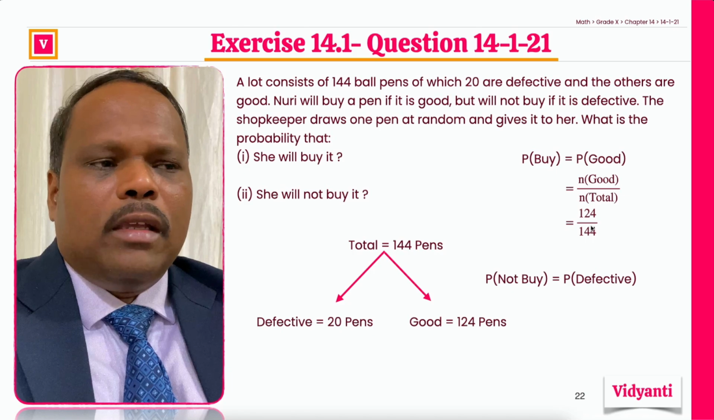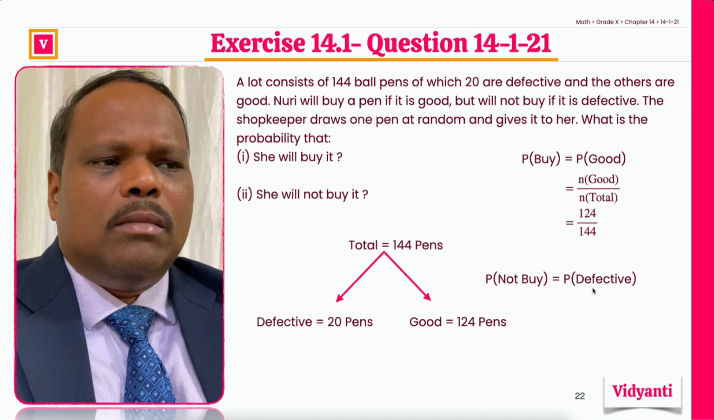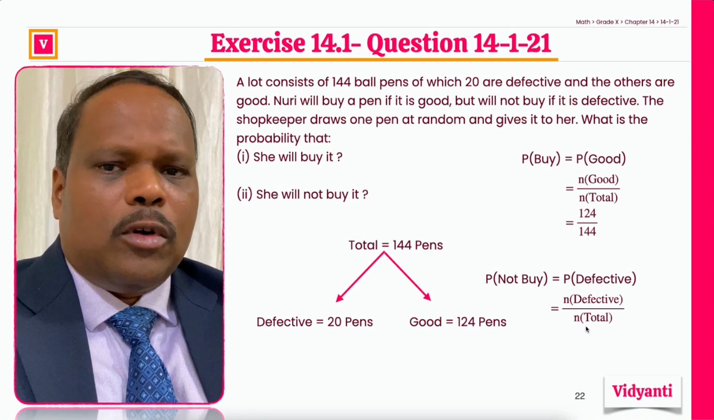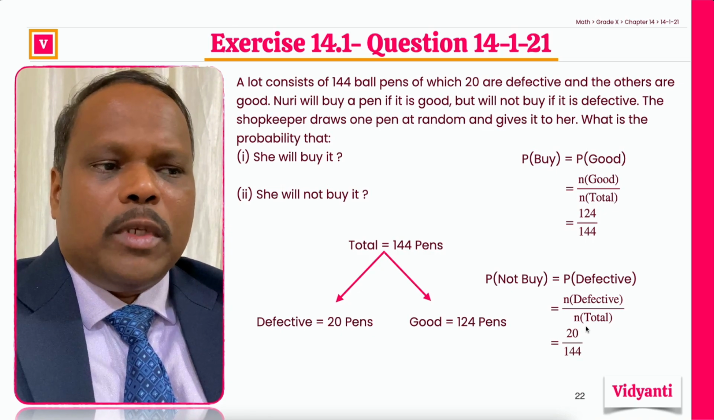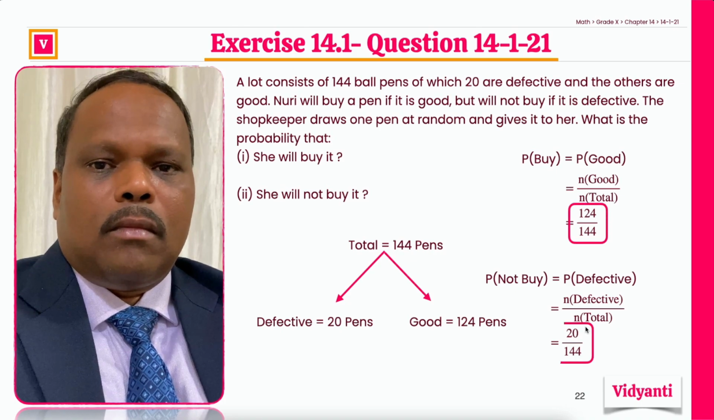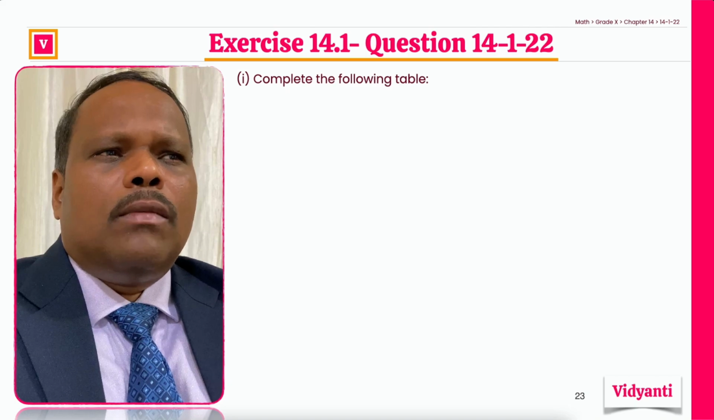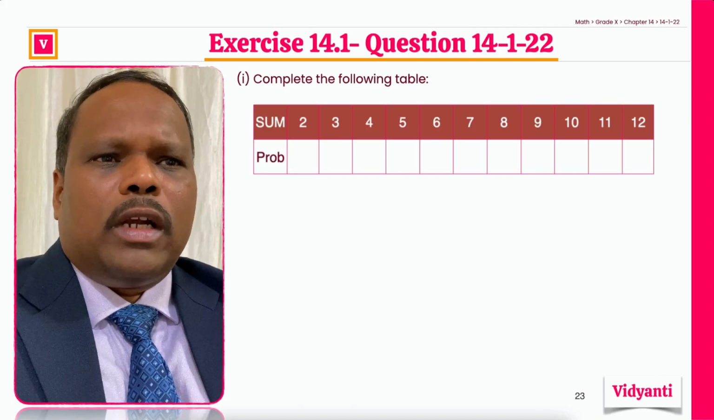Probability of not buying is 1 minus buying, that's one way, or you can say probability of defective, which is defective upon total. Either way, the answer will come out to the same, 20 divided by 144. These are your final answers. 14.122, complete the following table.